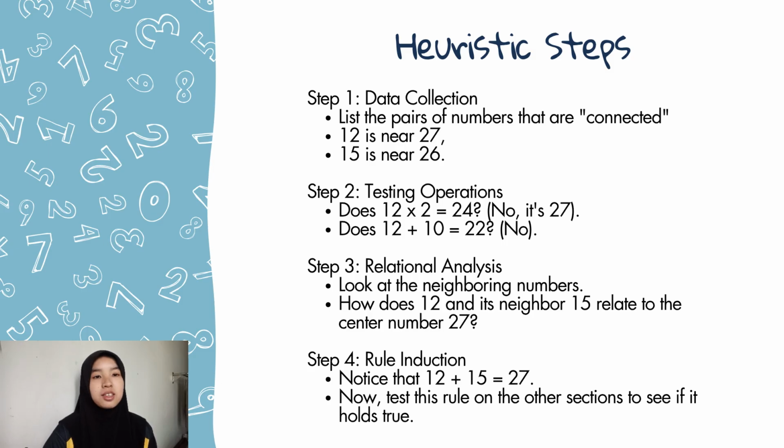Then we move to step 3. We analyze the relationship between all of the numbers. We look at the neighboring numbers. How are 12 and its neighbor 15 related to the certain number, which is 27? And then the last step, rule induction. We notice that 12 plus 15 equals 27. And now we test this rule on the second section to see if it holds true.